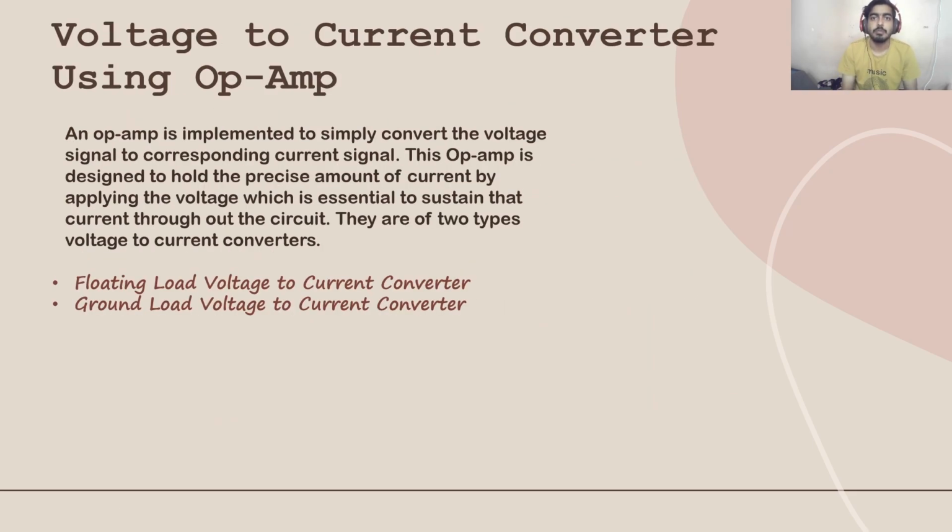Now I'll be talking about the voltage to current converter using an operational amplifier. Many of you might be wondering why we need an operational amplifier. Well, sometimes we need to sustain a precise amount of current respective to the voltage applied to the circuit. This is what the operational amplifier does: it sustains a precise amount of current by applying the voltage which is essential to sustain that current throughout the circuit. There are two types of voltage to current converter. One is the floating load voltage to current converter, and the second is the ground load voltage to current converter.